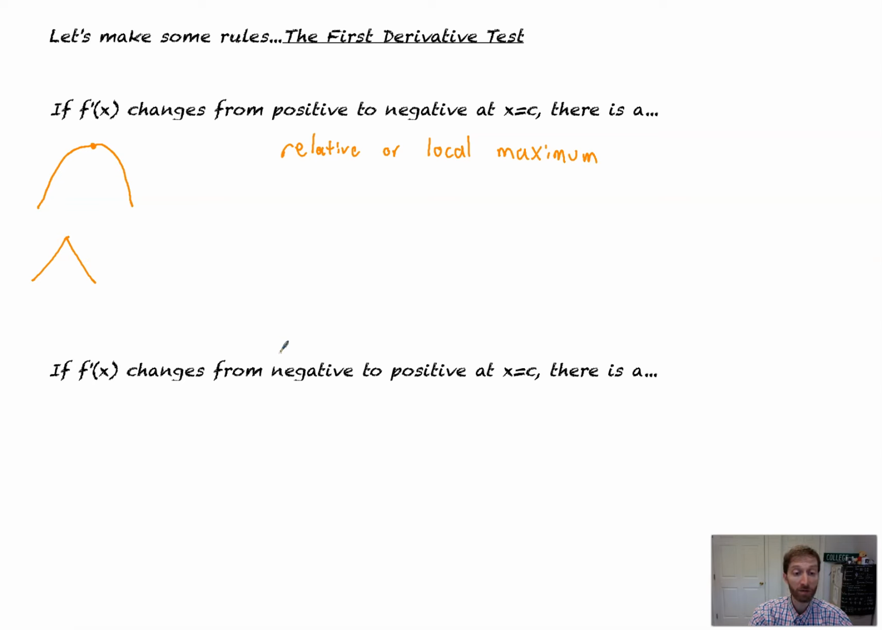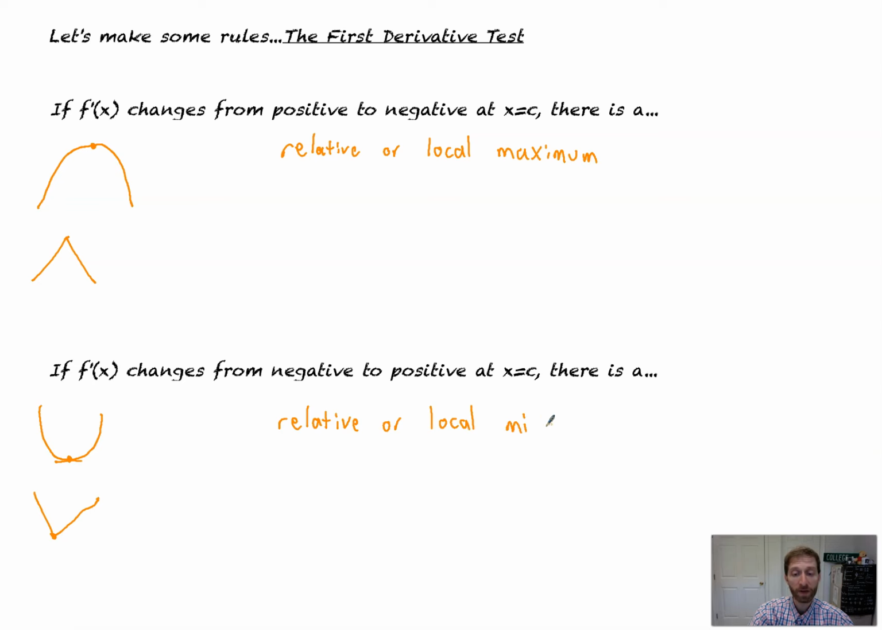Meaning if f prime changes from negative to positive at x equals c, there is, well, let's think about this. From negative to positive. All right, let's do that out. A relative minimum. From left to right, if we change from negative slope to positive slope, we're going to have a relative minimum. And that could also happen where we have a place where the derivative is not defined, where it doesn't exist. Okay, let's take a look at that. So that would be a relative or local minimum.